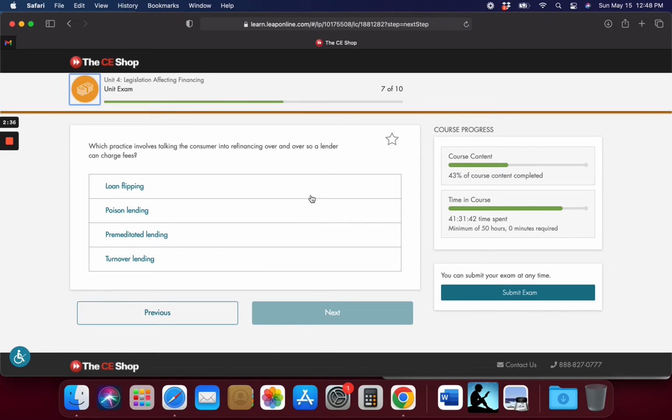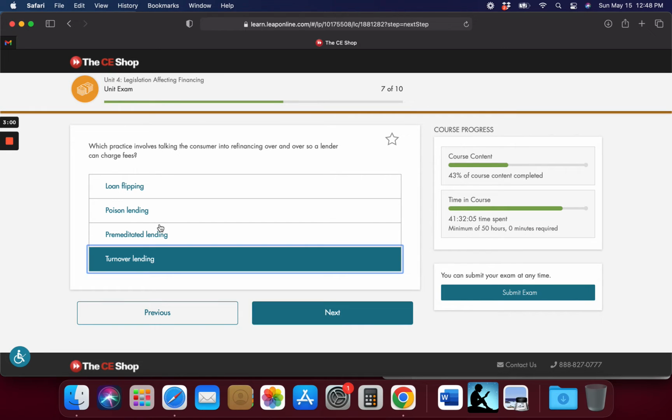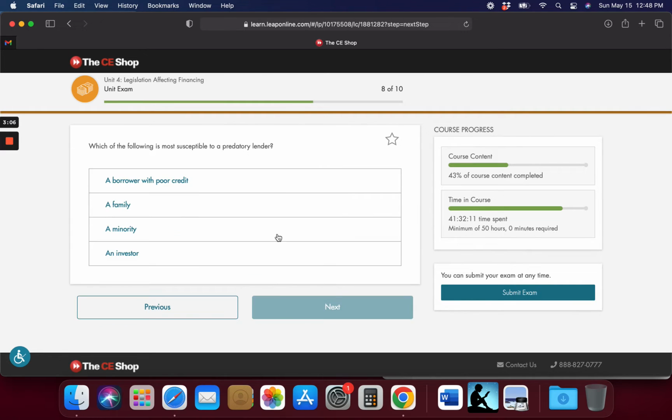Which practice involves talking the consumer into refinancing over and over again so a lender can charge fees? I've never heard of this before, so I don't even recall reading this. Poison lending. All right, I don't know about that one either. Okay, let's see. Which of the following is most susceptible to a predatory lender?